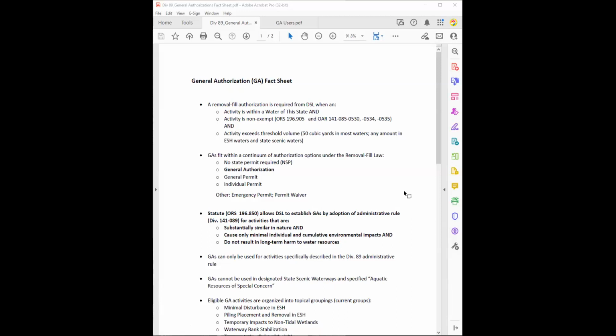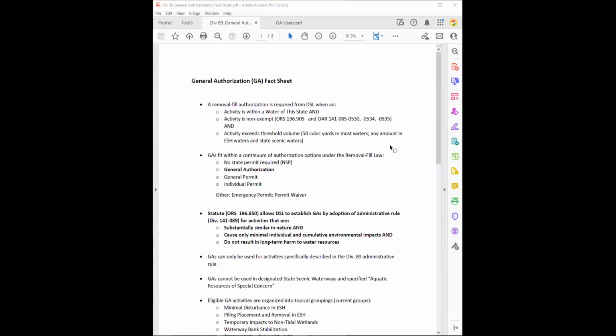First, the activity that you want to do has to be within what we call a water of this state, which is a defined term in statute and rule. And it's the sort of things you might think of. It's perennial and intermittent streams and rivers. It's tidal bays, estuaries, that part of the Pacific Ocean that is owned by the state of Oregon. It's ponds, lakes, reservoirs, and it is wetlands. So any sort of wet or aquatic environment.